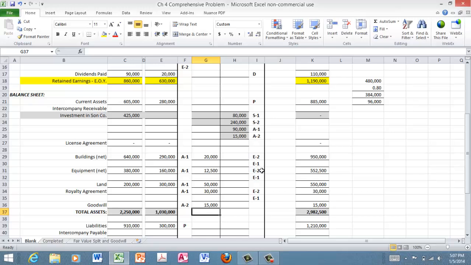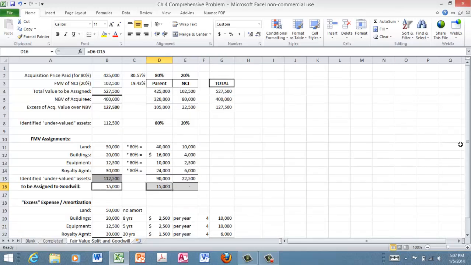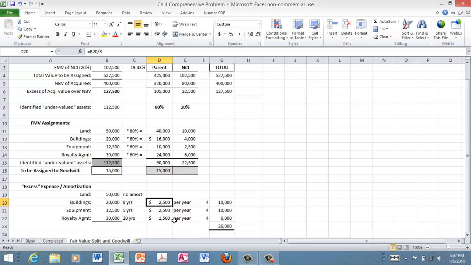And what we're doing with that is E standing for excess expense amortization that we need to take care of. Now we've been several years down the road since we bought this 80% share, so there's a little catching up to do, and that's why I did this calculation down here at the bottom. I'm looking at $2,500 on the buildings, $2,500 on equipment, $1,500 per year on the royalty agreement. But then I also did my accumulation. I'm going from 2009. We bought the 80% stock on January 1st of 2009. So basically I have 4 years, 2009, 2010, 2011, and 2012.